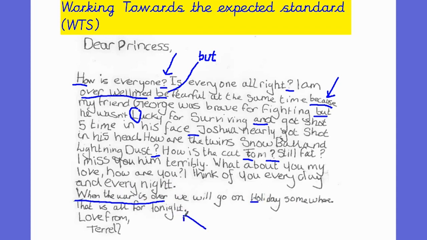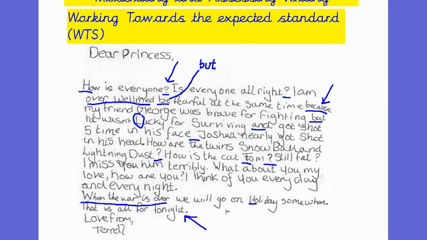Now, another interesting thing about this piece is the abruptness of the ending. So this is also a reason why it wouldn't be expected regarding the cohesion. The letter seems like it's about to go on somewhere, but then is suddenly cut off. So when the war is over, we will go on holiday somewhere. Maybe as a reader, you're thinking they might talk about the holiday or tell us something about it, but instead it cuts off quite suddenly. That is all for tonight.